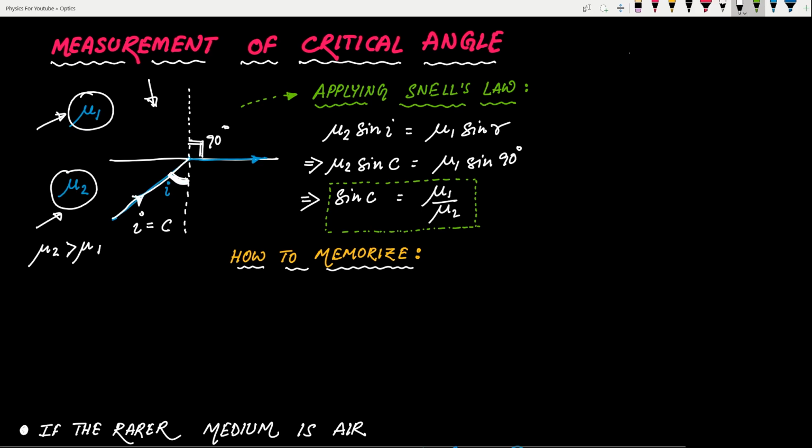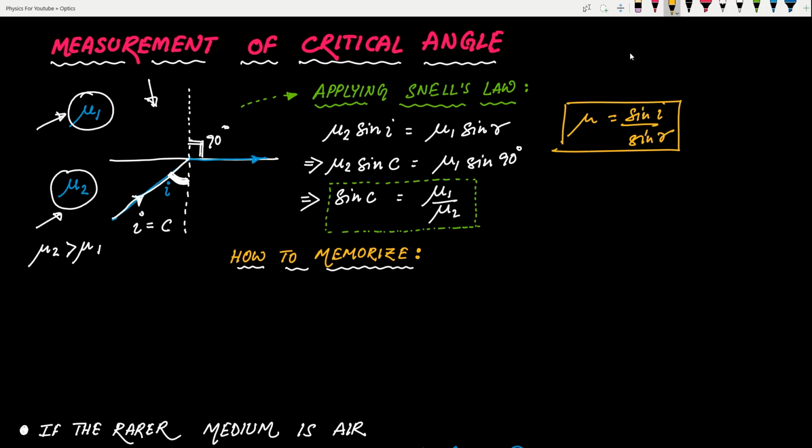Now how to apply Snell's law? Don't memorize this, that mu is equal to sine i by sine r. This is also Snell's law, but I have seen students confusing this. If you remember Snell's law as mu is equal to sine i by sine r, then you forget which medium this mu belongs to, whether it is mu2 or mu1, and you start confusing yourself. This is easy for me, I can explain this is the refractive index of which medium, but I have seen students confusing.